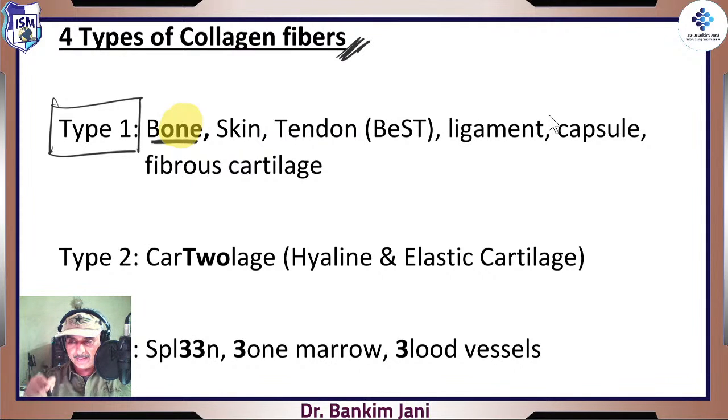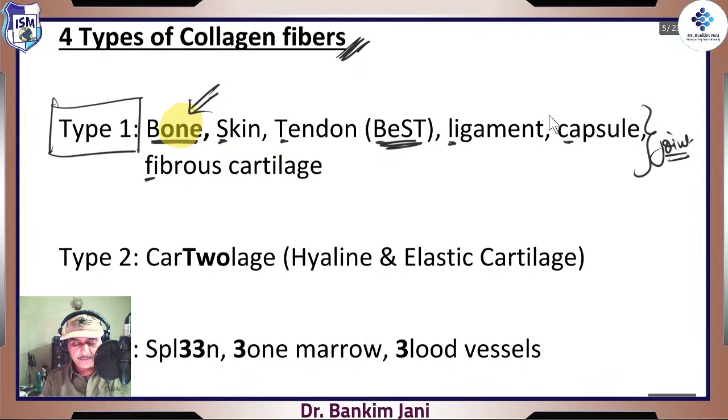Type 1 is in bone. Bone is connected with skin, tendon, ligament, capsule, fibrous cartilage. Technically speaking, everything is related to the joint, but bone gave you the clue. So now bone, tendon, ligament, everything is part and parcel of it. It becomes easy. That and skin. So there is bone, skin and tendon. That is type 1.